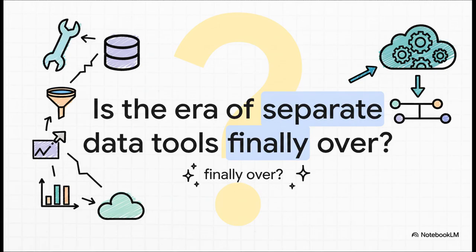And all of this leads to a much, much bigger question. If these unified platforms like Fabric can actually deliver on this promise, are we seeing the beginning of the end for the specialized, single-purpose data tool? Is the future of data engineering all about consolidation, not fragmentation? It's a profound shift to think about.